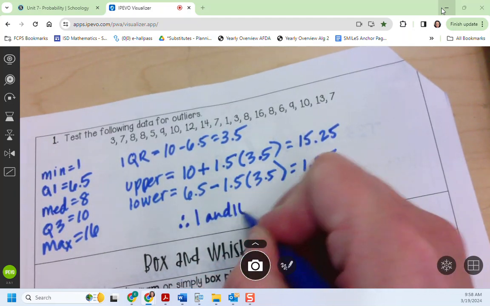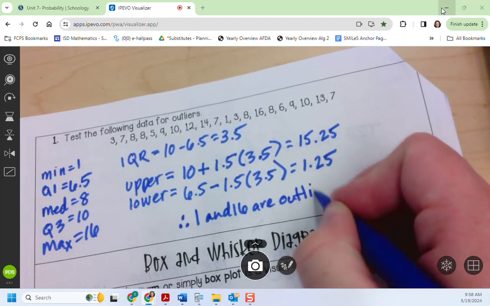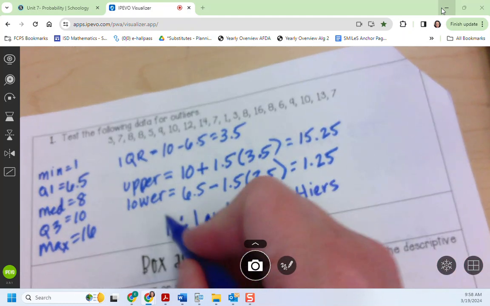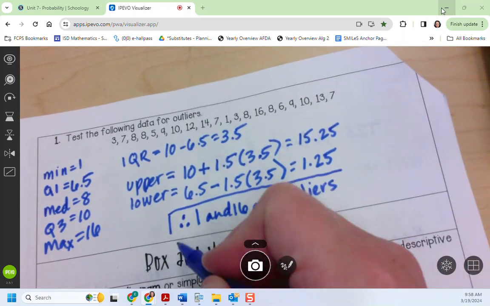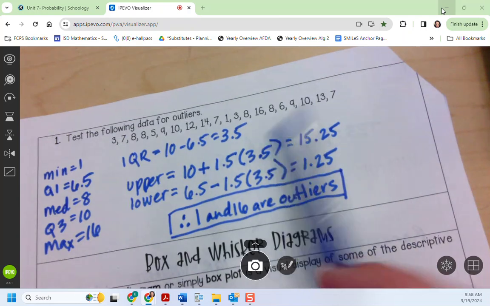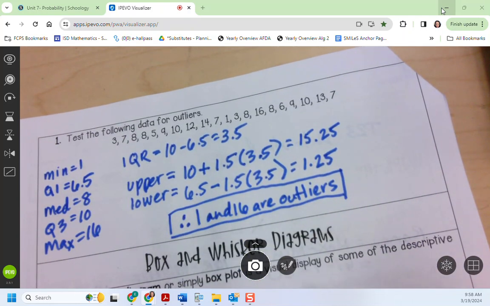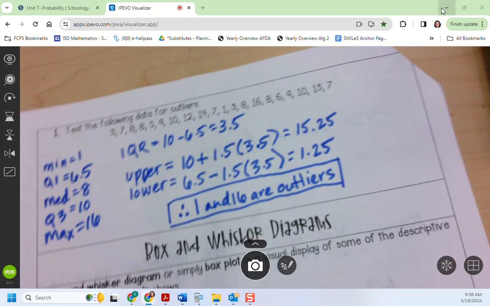Tell me more about 3. You seem convinced. On my calculator, it's 10 minus 1.5, and then in brackets 3.5, and I got 4.75. Oh, so for the lower, you use the first quartile. Oh, okay. Yeah, it's a good question. All right, any questions on that?